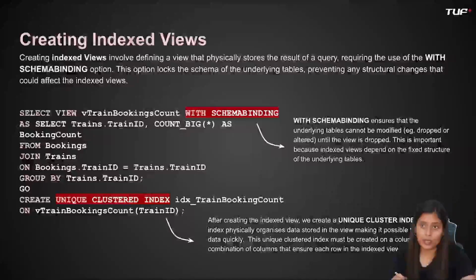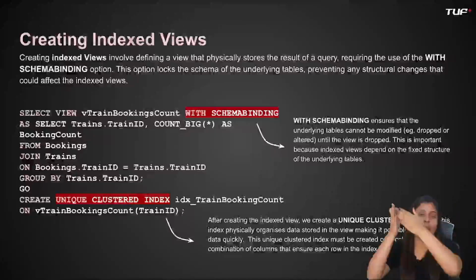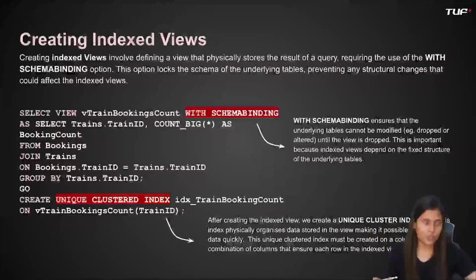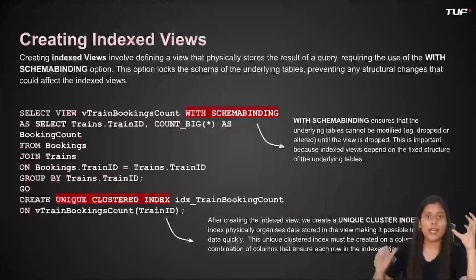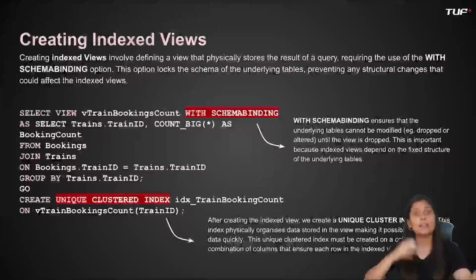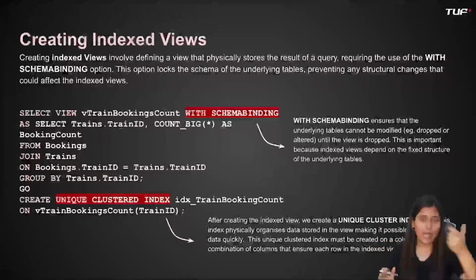We cannot modify the base table without letting the indexed view know what the base table is going to do, like either dropping or modifying. So if you want to drop the physical base table, then first the indexed view should be dropped, meaning deleted. If you want to modify anything in the base table, then the indexed view is also supposed to be modified the same way. That's what schema binding takes care of.